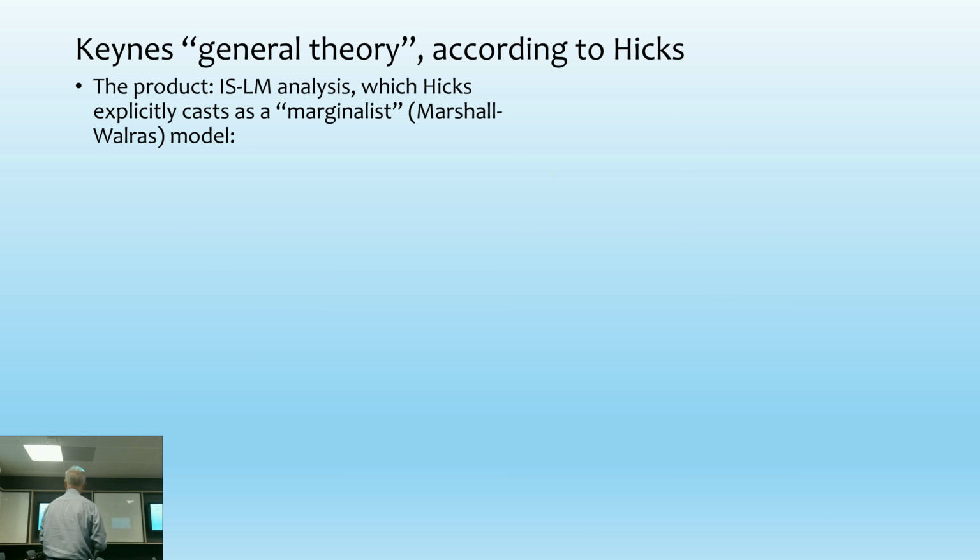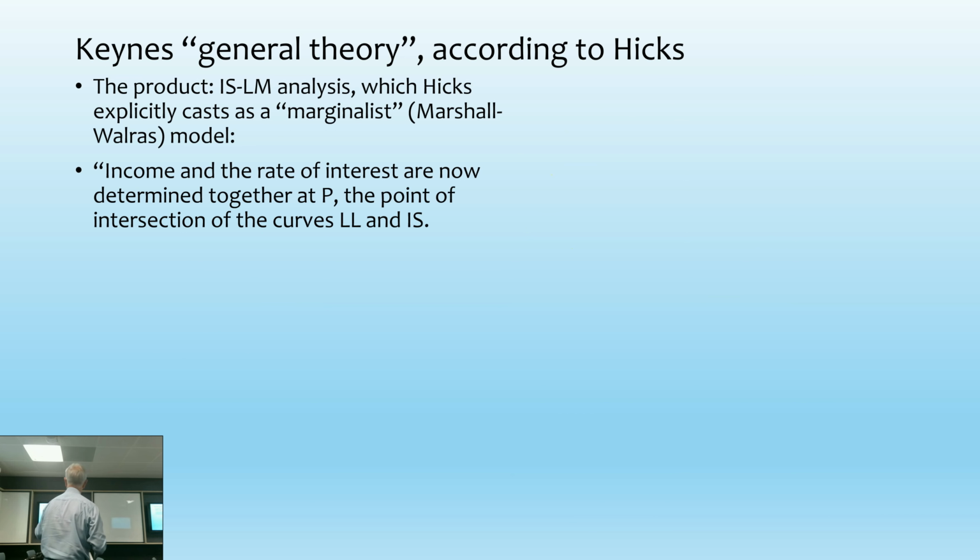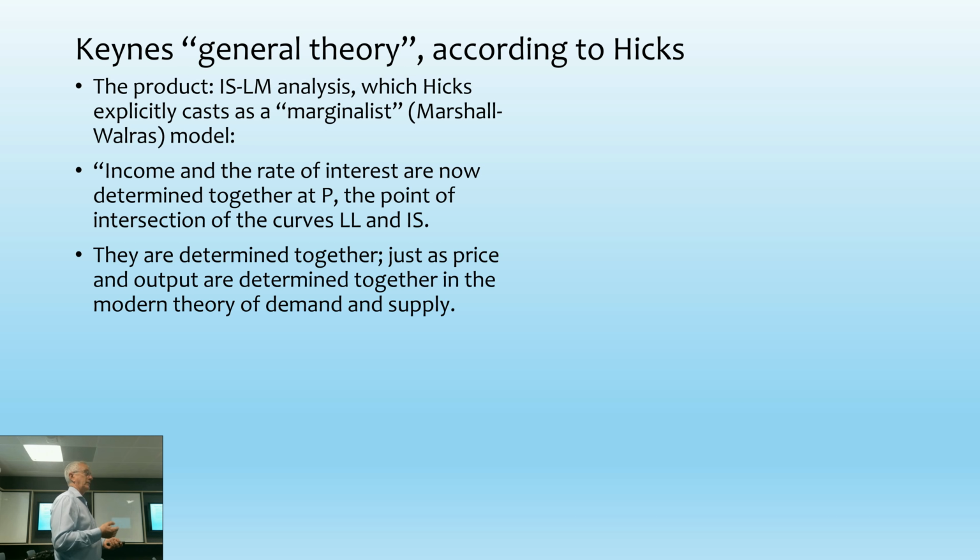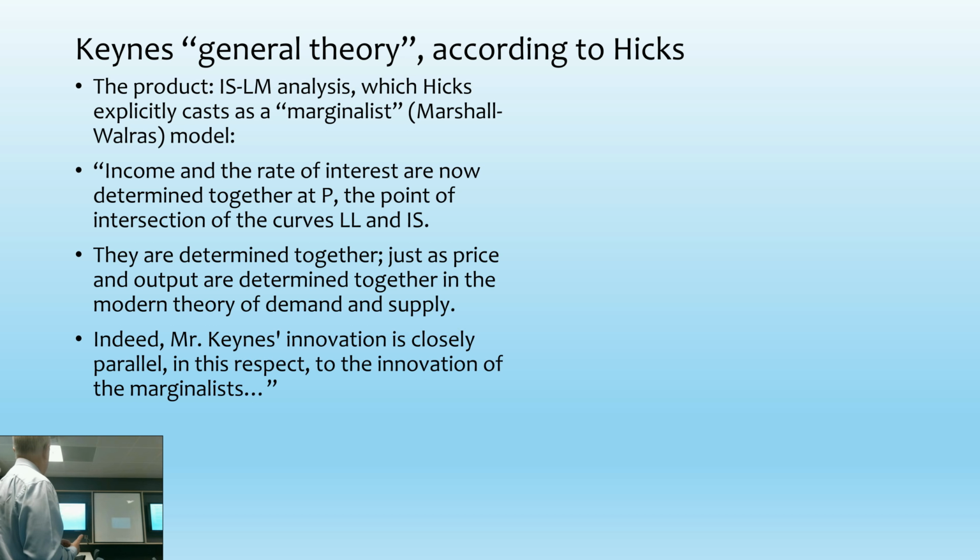And that was his theory. So what he then says is we have income and interest determined jointly by the intersection of two curves. And in that sense, just as price and output are determined in micro, we get price and output determined in macro, just like we have supply and demand determined in micro. And then he says, bang, he's a marginalist. So the whole attempt for Keynes to re-ground economics is gone out the window, and he's saying we're compatible.